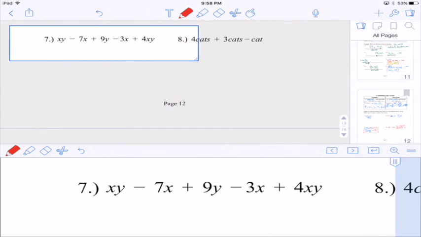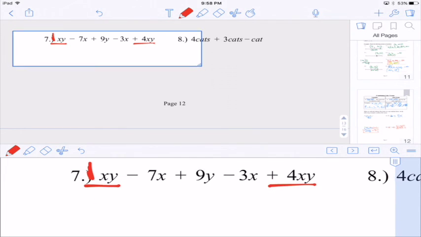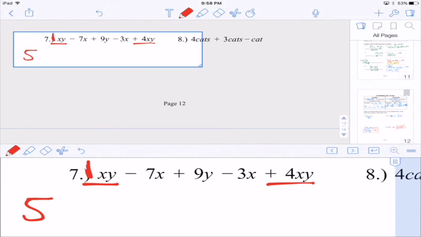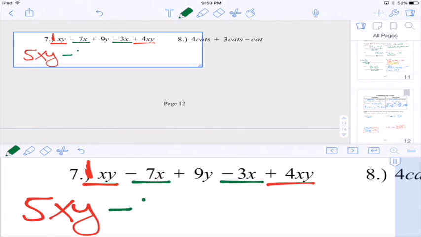Number 7, we're looking for xy's. Well, there's another xy right here. So there's 1 xy and 4 xy, for a grand total of 5xy. Then we have negative 7x and negative 3x. They're the exact same variable and the same exponent of 1. So this is negative 10x. And finally, this 9y can't be combined with anything because it's the only one with just y. Plus 9y.